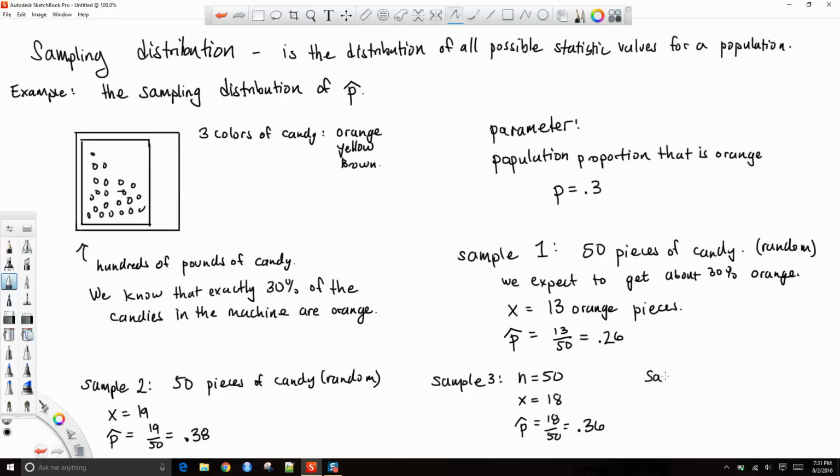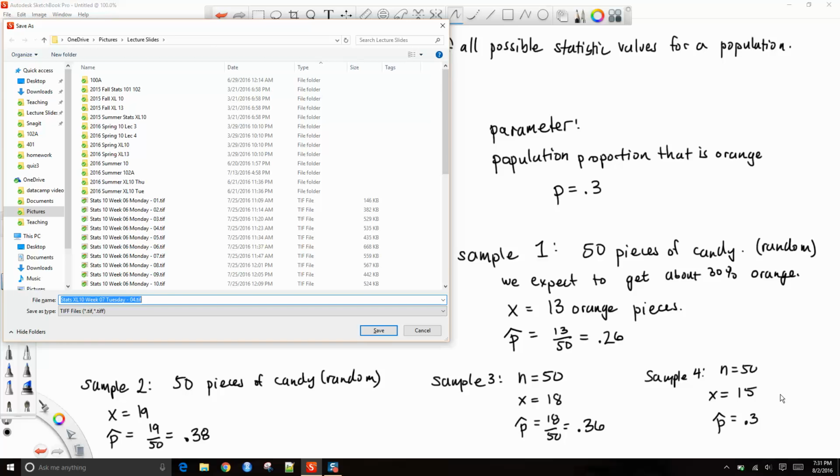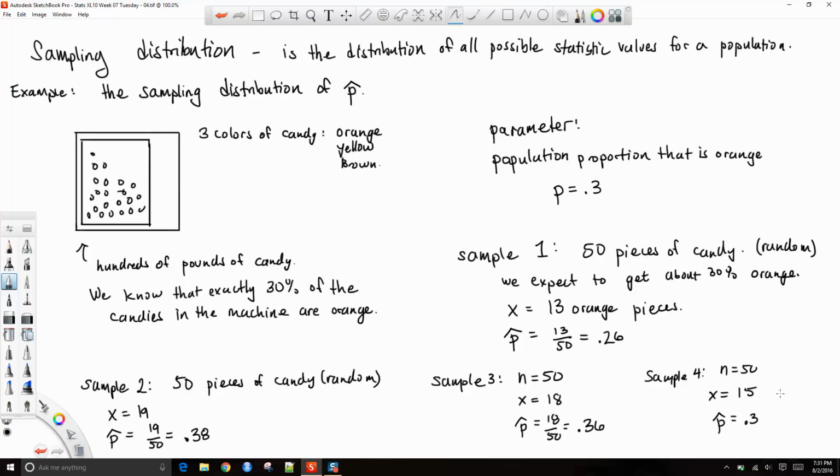And then let's just say we keep repeating this. Sample 4, n is equal to 50. Let's say x, we get 15. So p hat here is equal to 0.3. Okay? And so imagine that we do this over and over and over again. And we keep track of every single different p hat that we get.